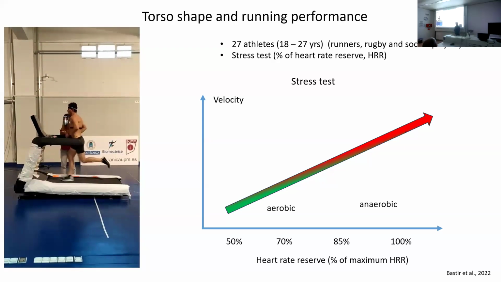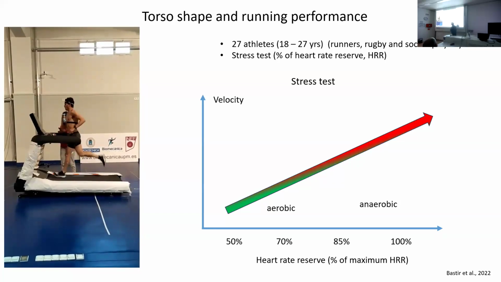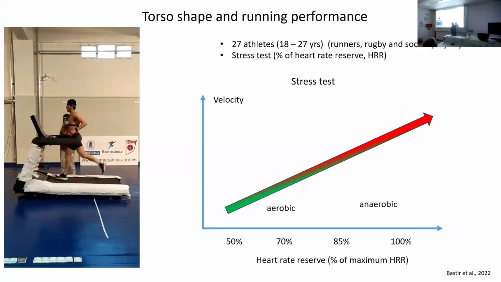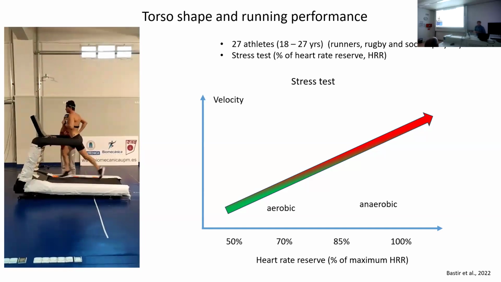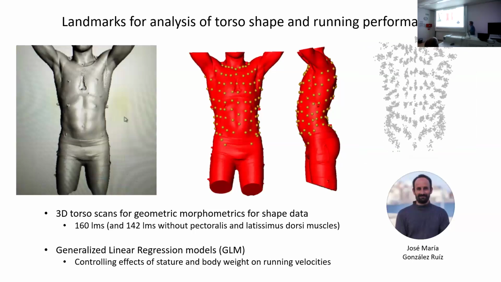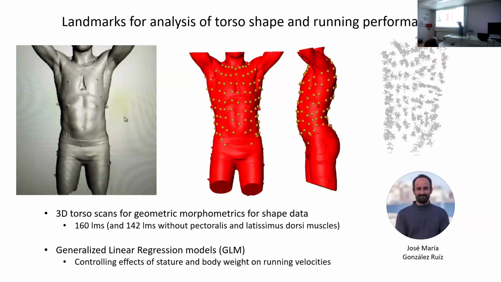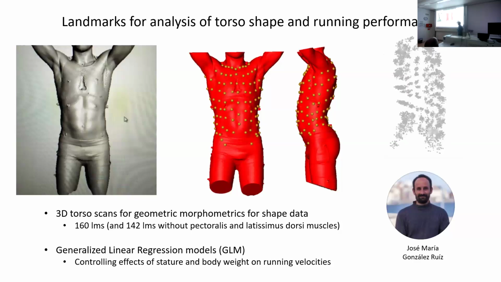And this is important because it is known that around 85% of predicted heart rate reserve, there is this kind of transition from the aerobic to the anaerobic threshold. And this is interesting in the context of long distance running. We also analyzed the shape of the torso, which means that we scanned the athletes after the experiment.